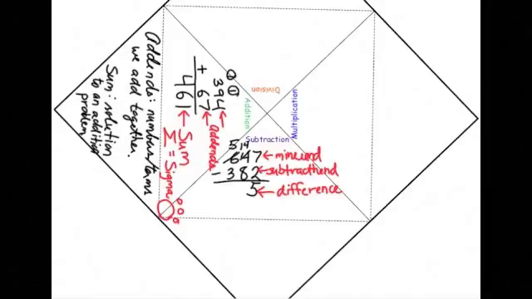So I change the 4 to 14. 14 minus 8 is 6. 5 minus 3 is 2. So my answer is 265.